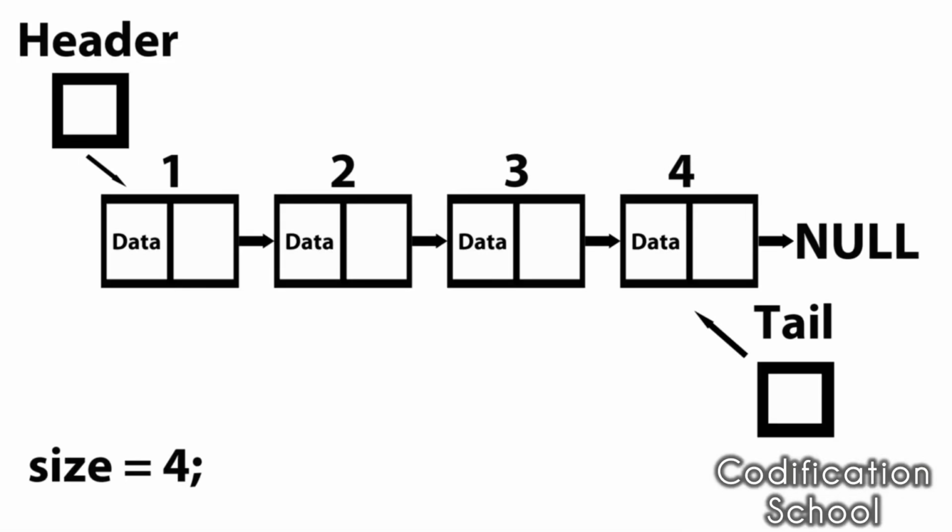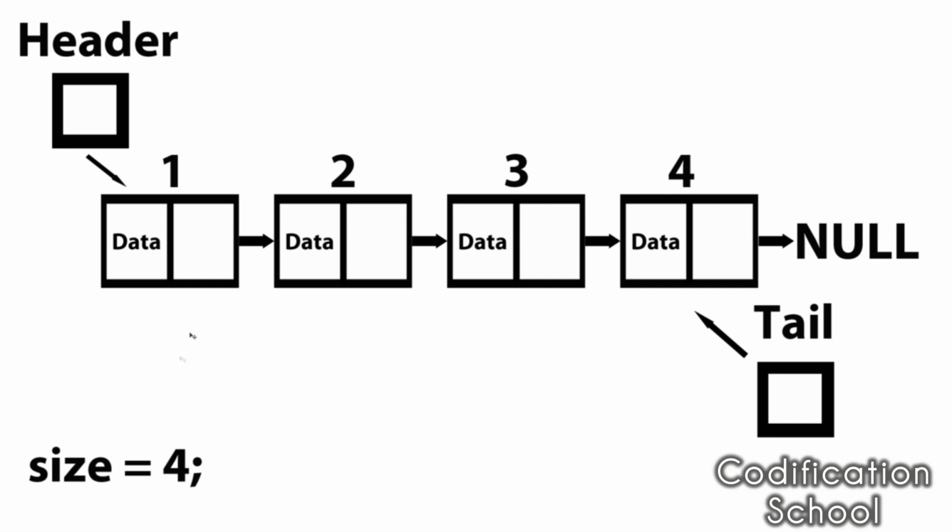And in this tutorial, we're going to be going over our remove at method. Now what the remove at method does is it removes the node at a certain position. Alright, so to get started, you can see that we have our linked list here. Header is pointing to the first node, tail is pointing to the last node, and size is equal to 4 because we have 4 nodes within our linked list.